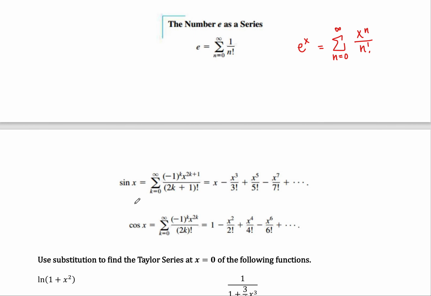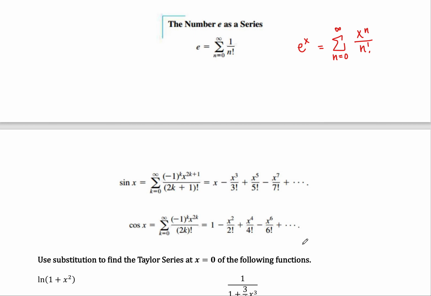So sine and cosine are both alternating series. Sine is an odd function, and you can see it here. It's x minus x cubed over 3 factorial plus x to the 5th over 5 factorial, and so on. Cosine is an even function, and you can see it displayed here as well.